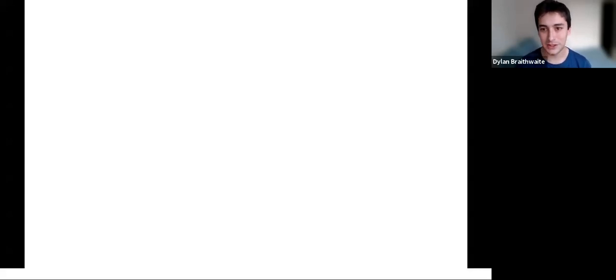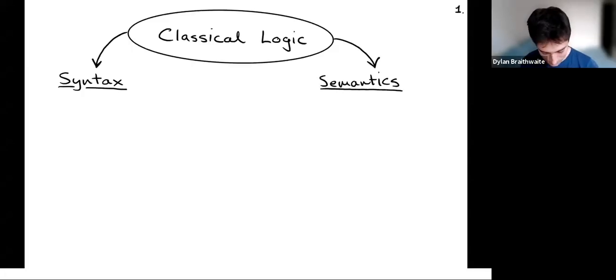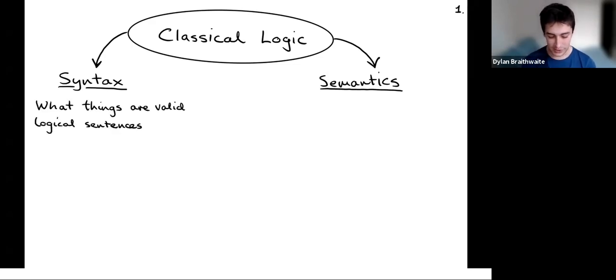I'll go a bit more into the details later, but I'll first go through a quick recap of how classical logic is set up in case anyone hasn't seen it, though I'm guessing it'll be familiar to most people. So logic is mainly concerned with two things: syntax and semantics. And syntax is just how we build sentences.